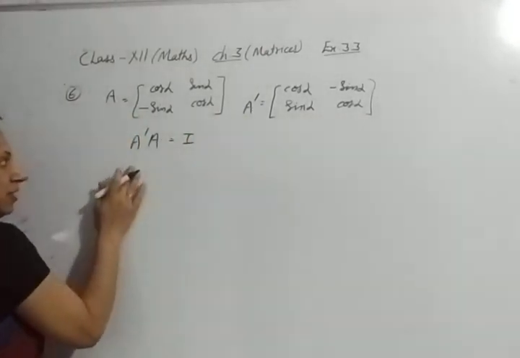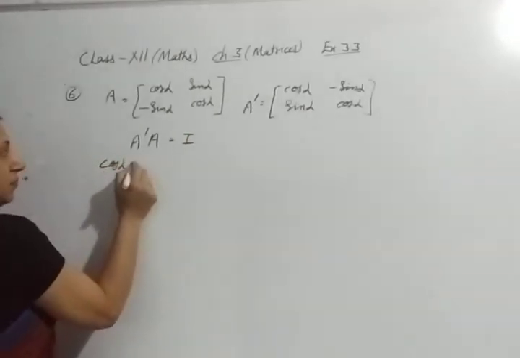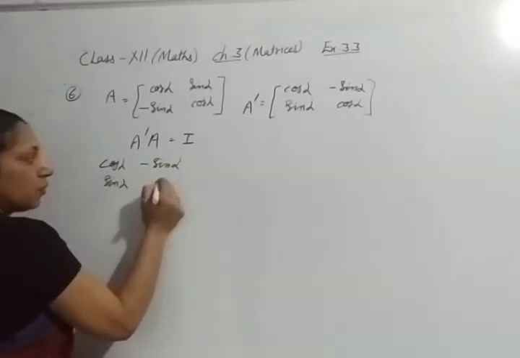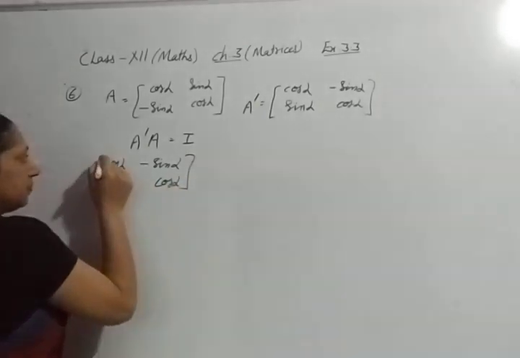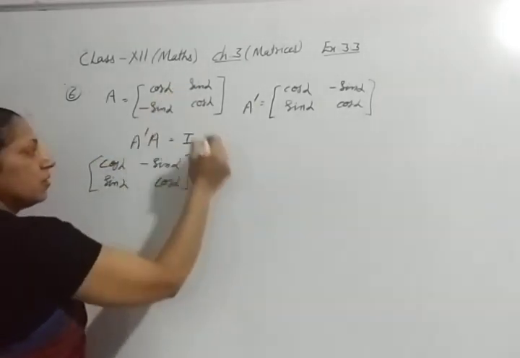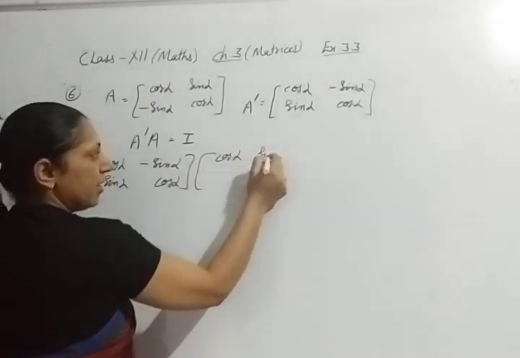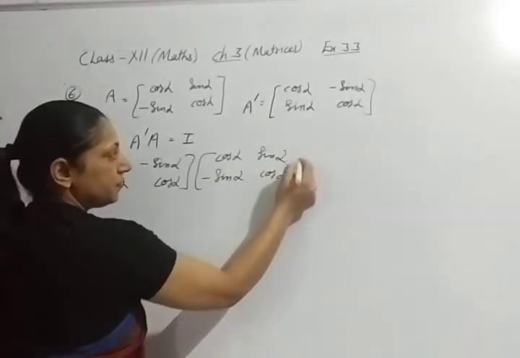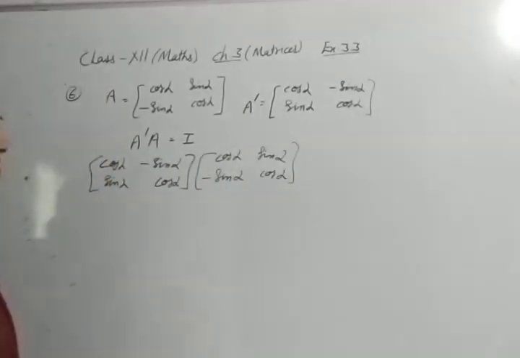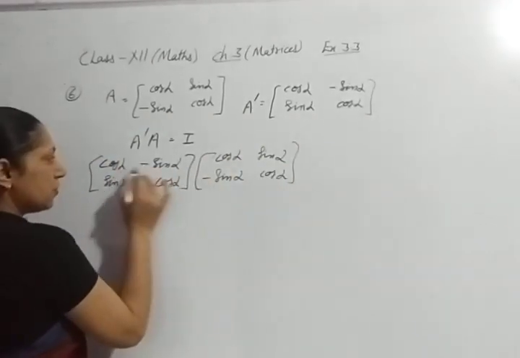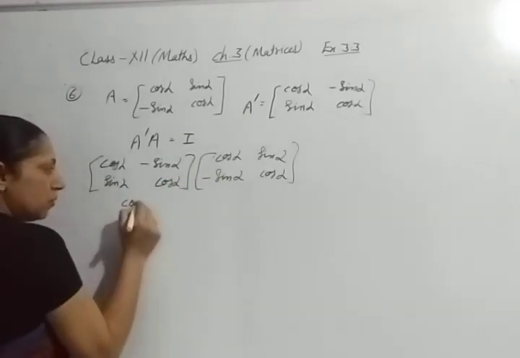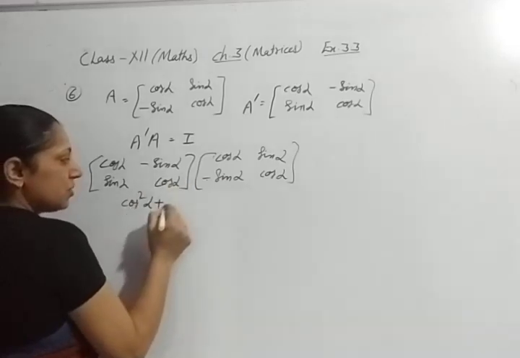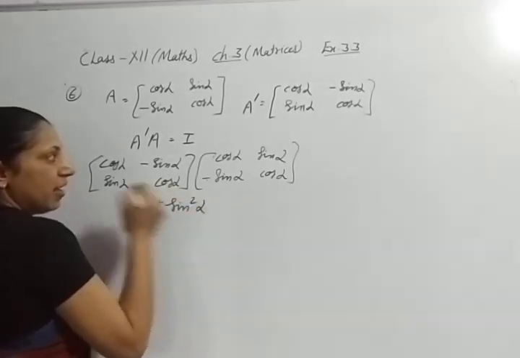Now put this value in this. It's cos alpha, minus sin alpha, sin alpha, cos alpha, and A is cos alpha, sin alpha, minus sin alpha, cos alpha. Now we have to multiply this. First row, first column: cos into cos, cos square alpha, plus minus minus plus, sin into sin, sin square alpha.